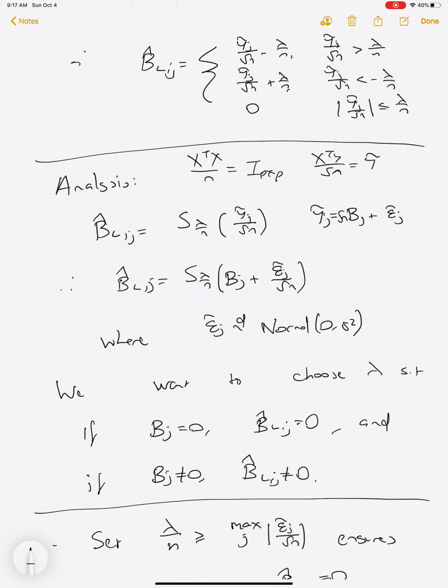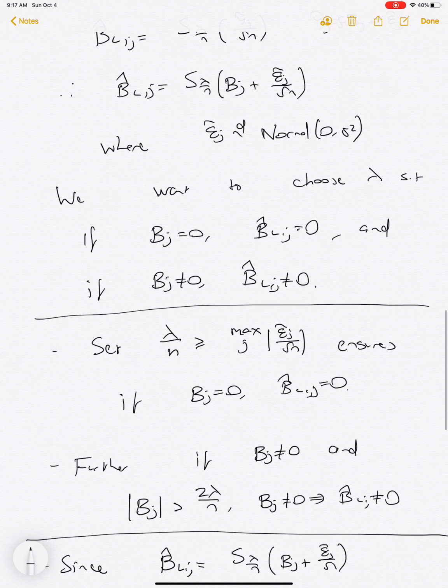That's one of these nice properties that we have because we assume x transpose x over n is the identity. So what that means is that b hat lj can be expressed in terms of the true parameter bj through this soft thresholding operator, and that allows us to do analysis in a straightforward way too. And then I briefly touched on this, but we'll go into it again.